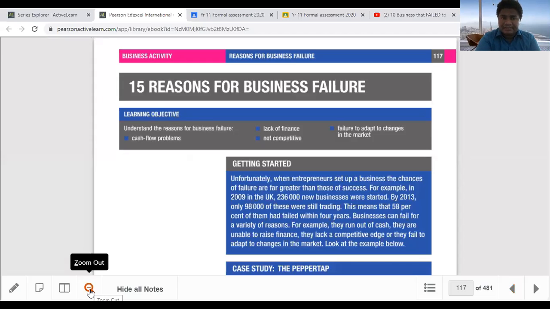Again, to sum up the lesson, we talked about the cash flow problems and the financial problems which affect business failures. We also talked about not being competitive enough, and the failure to adapt to changes in the market, like lack of innovation. So that's all about the lesson today. We talked about the reasons for business failure. Okay, so I think you now have a very good understanding of business failure.